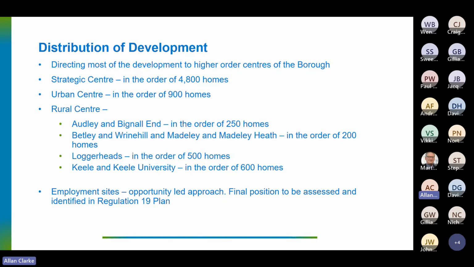It's also important to note that existing commitments and completions which have taken place since 2020 contribute towards those overall numbers. So it isn't the case that we have to find 4,800 homes identified in the plan itself, as a number of homes have already had permission during that period.